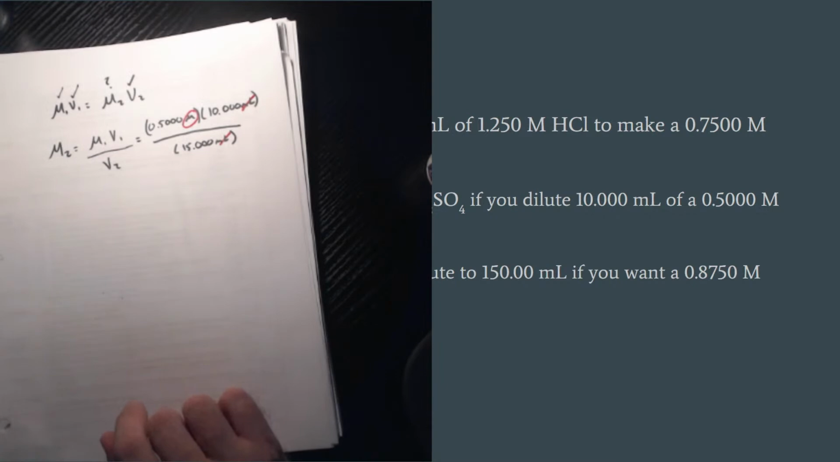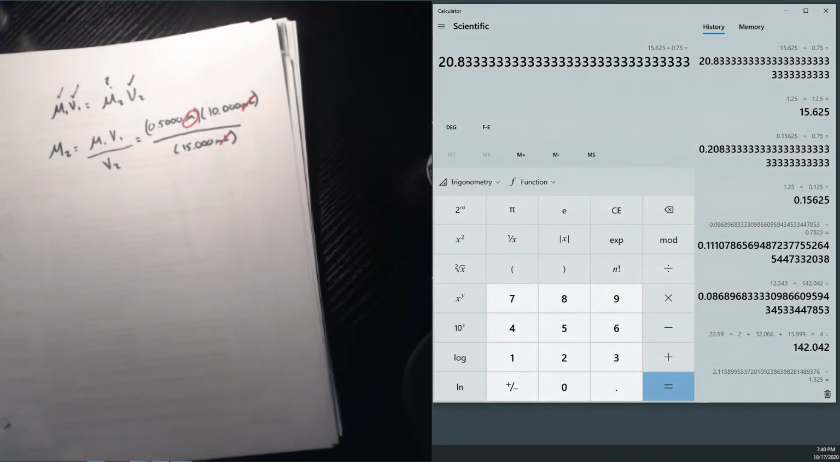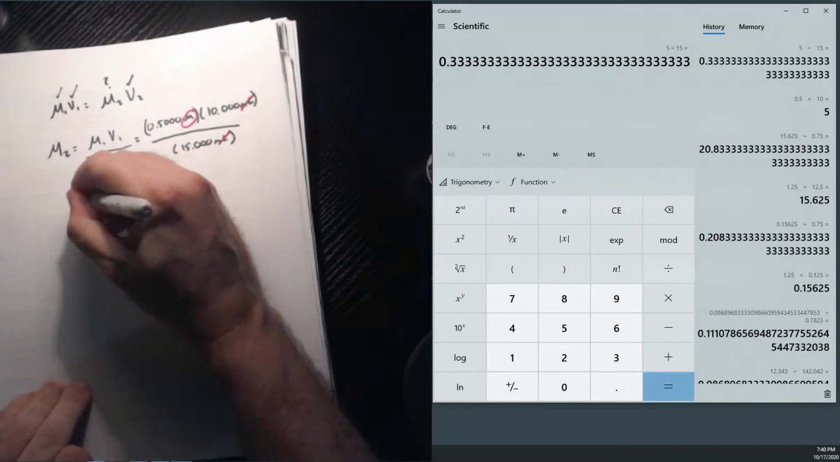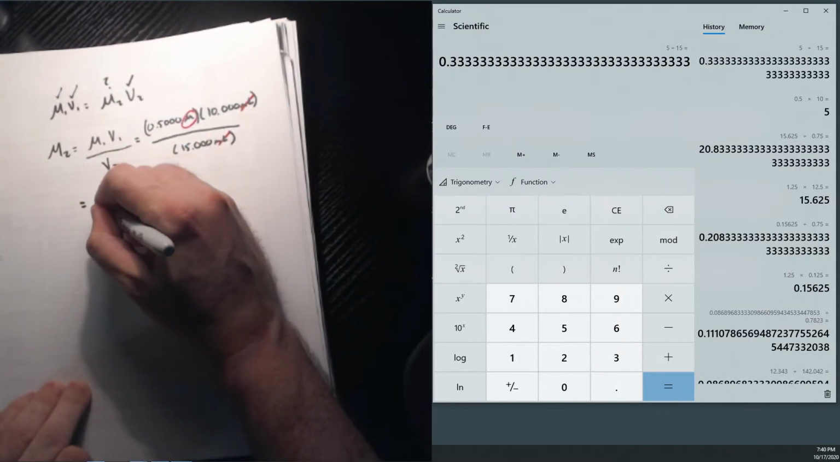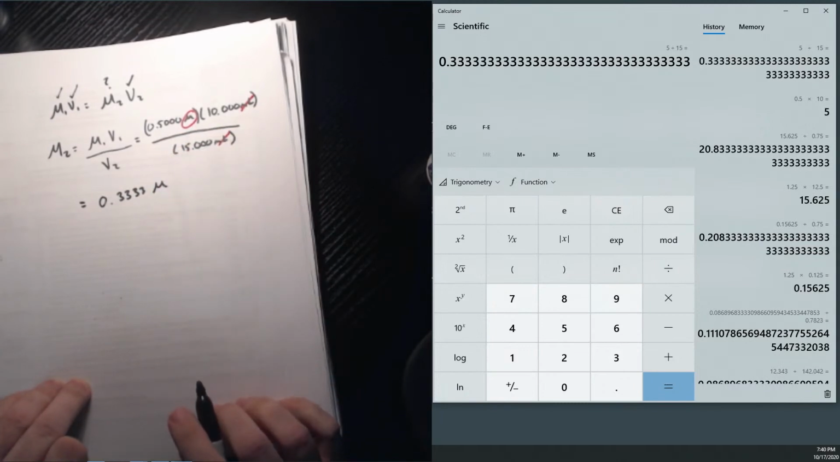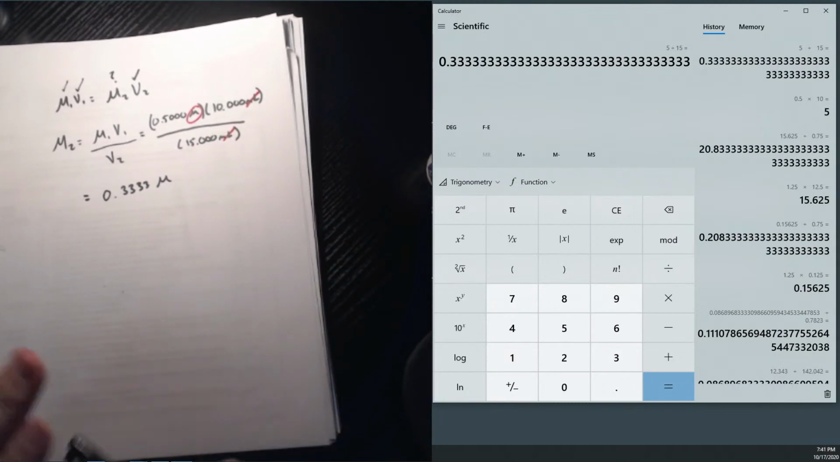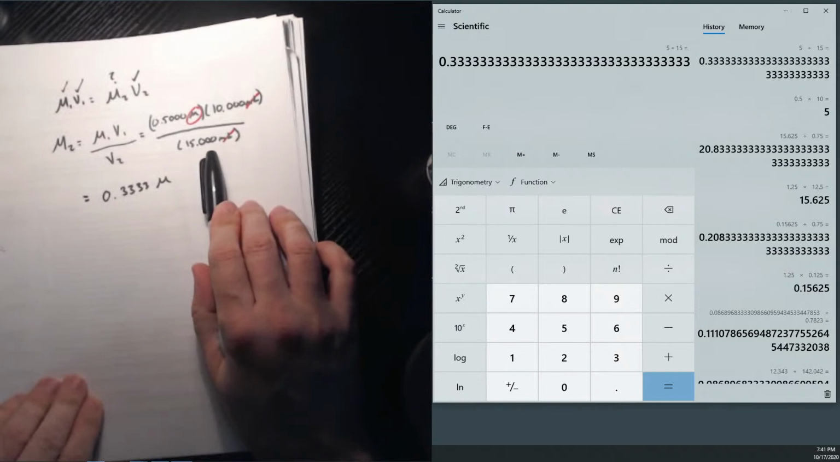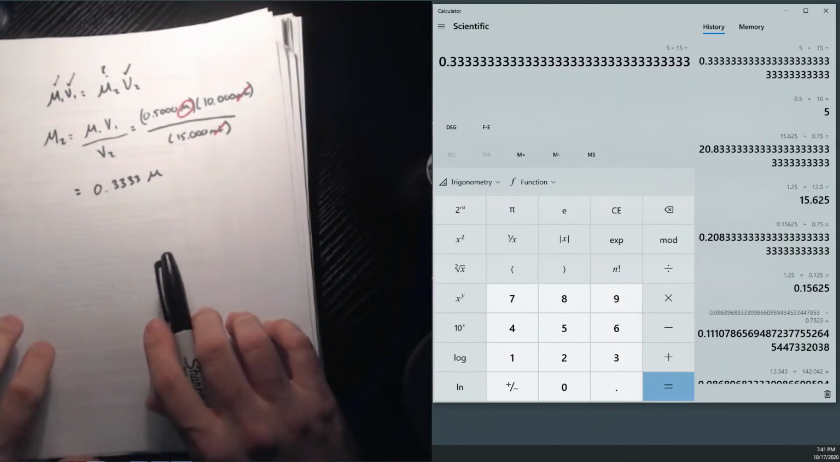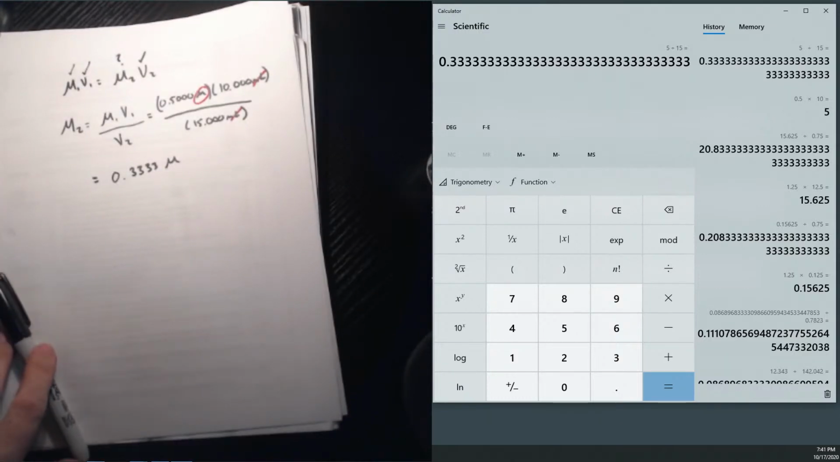All right, so in any event, we break out our calculator. 0.5 times 10 divided by 15. It's going to give us a final concentration of 0.3333 molar. Okay. So our volume went up by 3/2. Our concentration went down by 2/3. All right, next up.